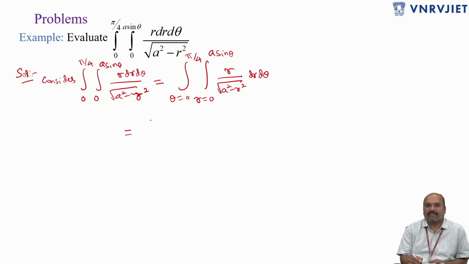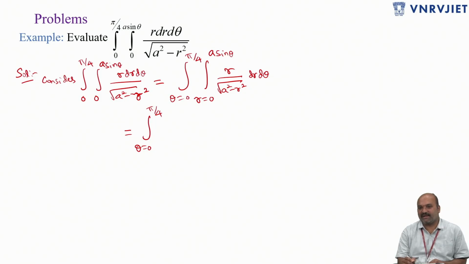First, theta varies from 0 to pi by 4. Now, integrating with respect to r, what is the integrand here? r divided by root over a square minus r square. How to evaluate this integral? Observe the numerator, it is r, and the denominator is root over a square minus r square.